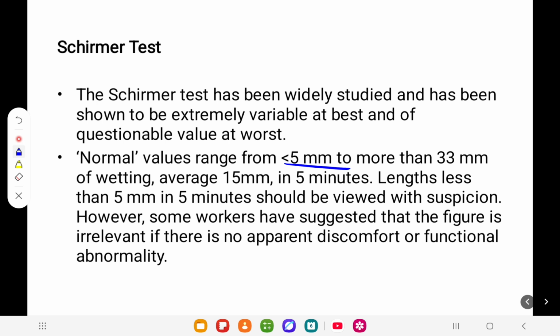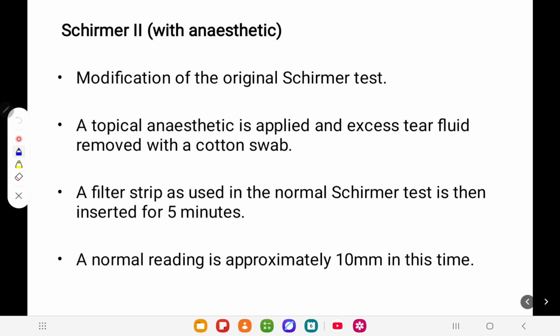Roughly, in Schirmer's first, yes, and Schirmer's second basically means anesthesia. Basically, we remove the irritation and we remove the reflex tearing. That's it. The normal reading is approximately 10 mm in 5 minutes.